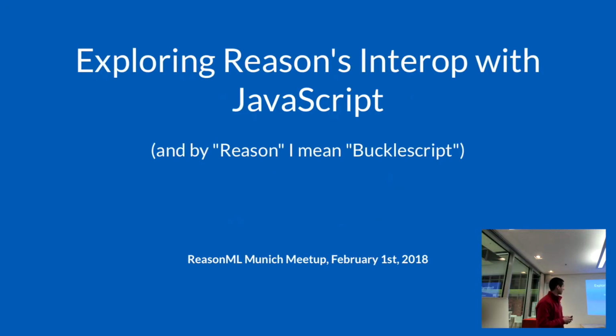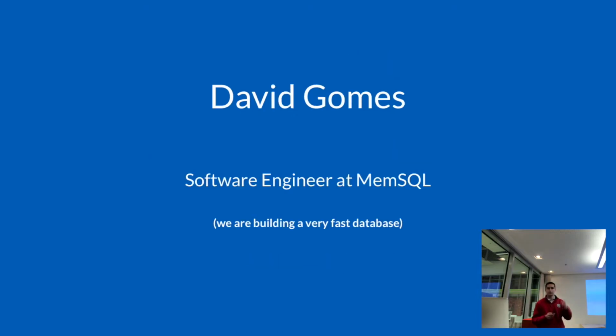Today's talk will be about Reason's interoperability with JavaScript. By Reason, I actually mean BuckleScript, because Reason is just a syntax, so all the interop lives in the BuckleScript compiler. And by interop, all I really mean is just how code that gets compiled via BuckleScript can integrate and interact with existing JavaScript code, existing JavaScript libraries, and the entire JavaScript ecosystem.